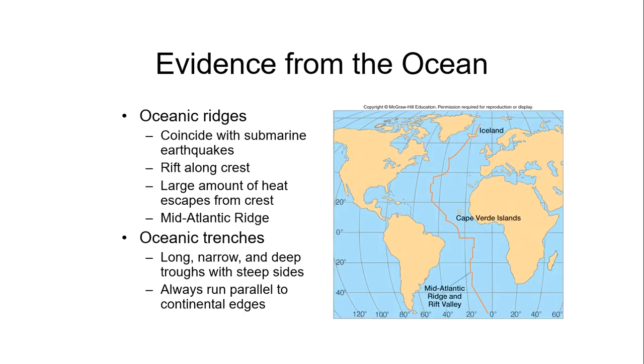Another bit of evidence that we have for plate tectonics is from the ocean itself. When we were able to actually map out the bottom of the ocean floor, we found there were oceanic ridges and oceanic trenches. A ridge is basically a mountain range at the bottom of the ocean floor, and a trench would be basically a valley. Now, these oceanic ridges tend to coincide with earthquakes that happen in submarine areas, that is, below the Earth's surface, in the crust beneath the ocean.